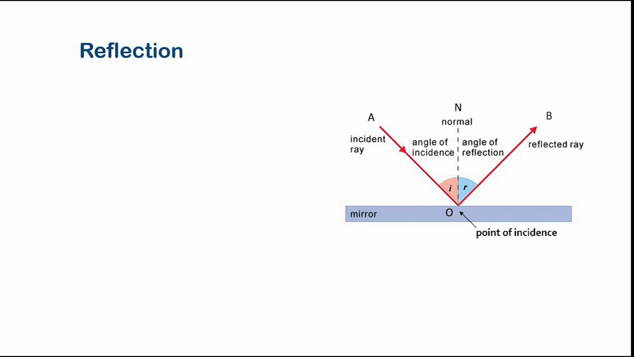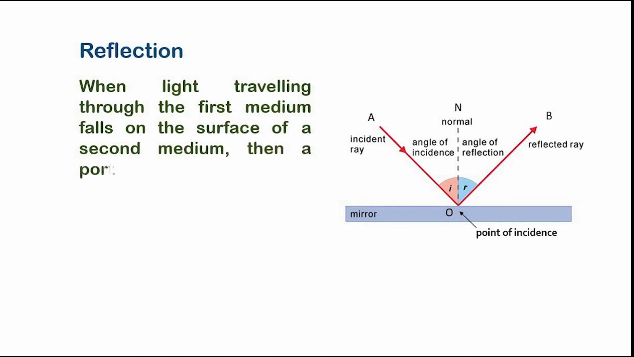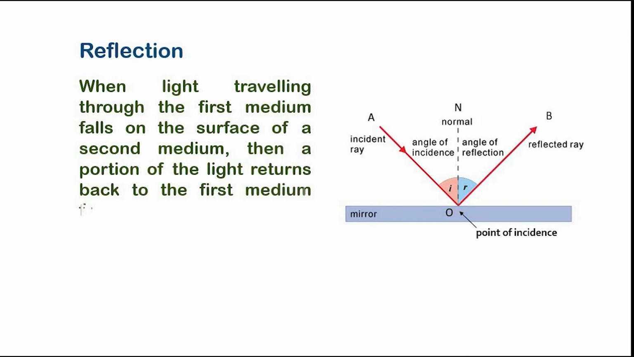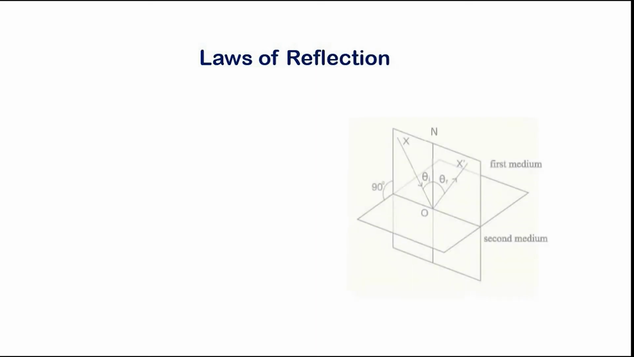So, what is the definition of reflection? When light traveling through the first medium falls on the surface of a second medium, then a portion of light returns back to the first medium from the surface of separation of the two media. This phenomenon is called reflection of light. Reflection obeys two simple laws.